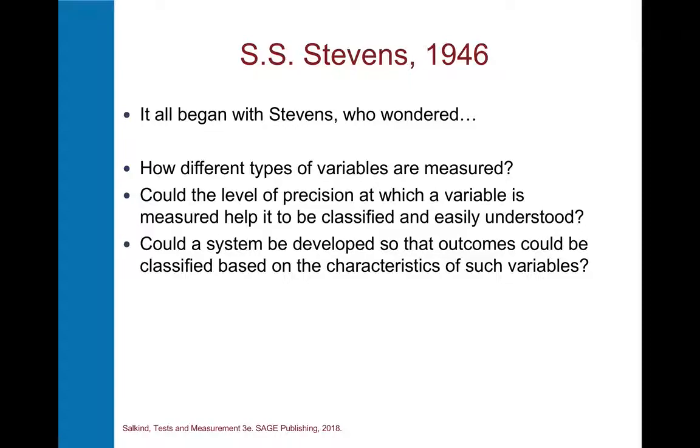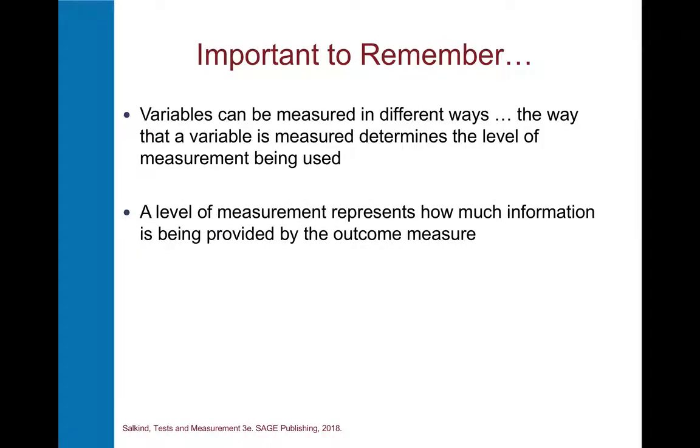Since then, it has gone through different iterative processes and different debates. It was a very lively debate back then as to whether or not psychological variables could be measured at a level of precision that can be quantified. But we get the short summary here in this class, and we'll talk about the outcomes over these past 70 years, what is a consensus amongst researchers. So important to remember a couple of things. Variables can be measured in different ways, and the way that a variable is measured determines the level of measurement that is being used.